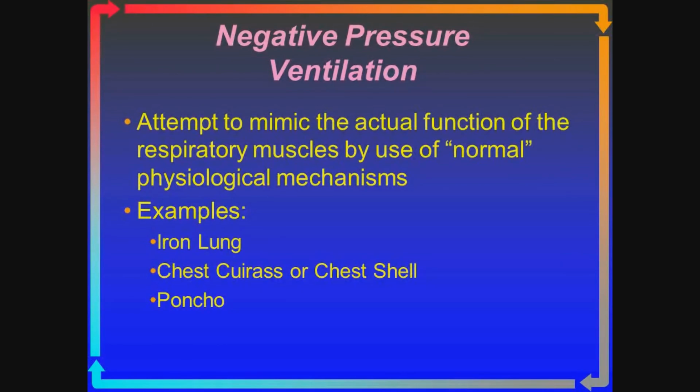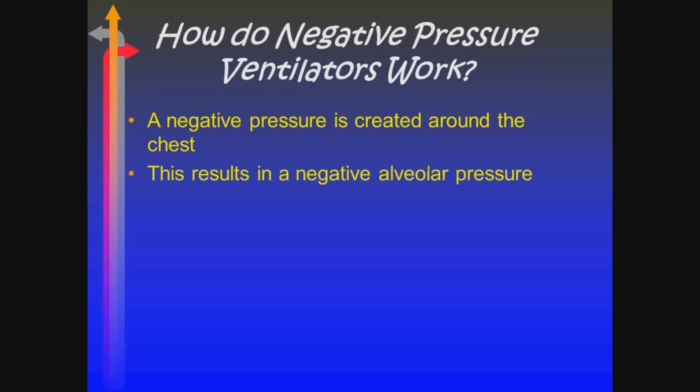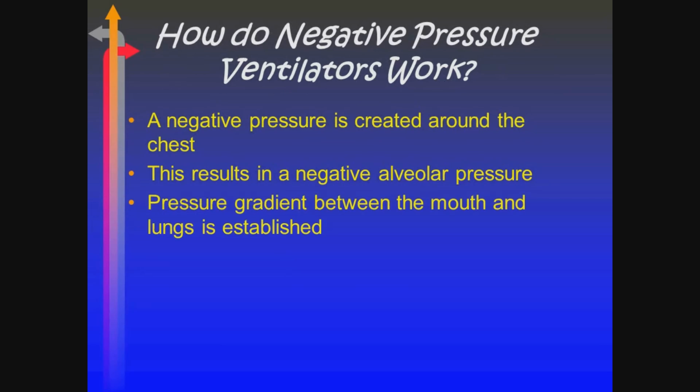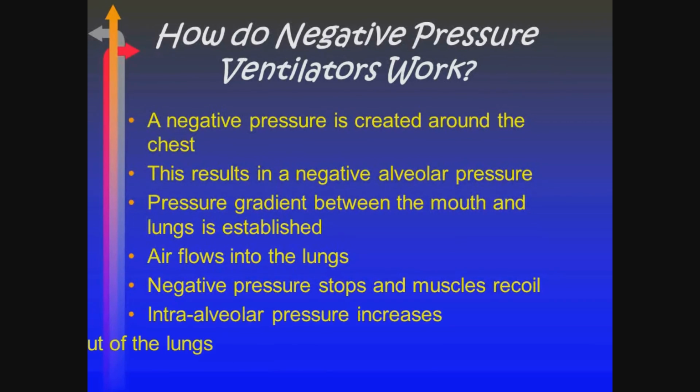And when I show you these, you'll go, wow. But a negative pressure is basically created around the outside of the chest wall. You're sucking the chest wall out. And as a result, a negative alveolar pressure, because that gradient is established, air flows into the lungs. Once the negative pressure stops, the lungs relax, and the patient exhales. And that's basically what you end up having.